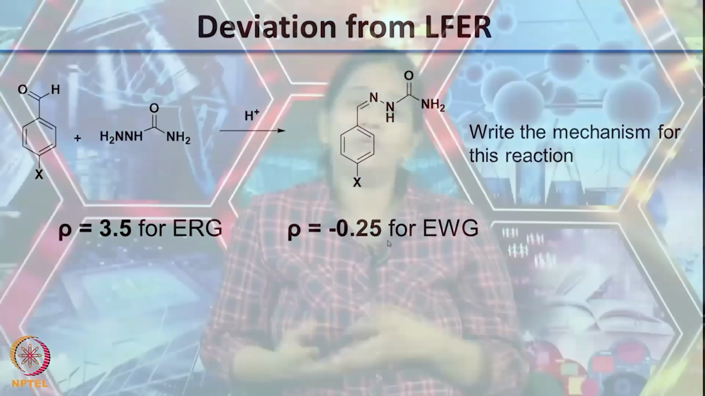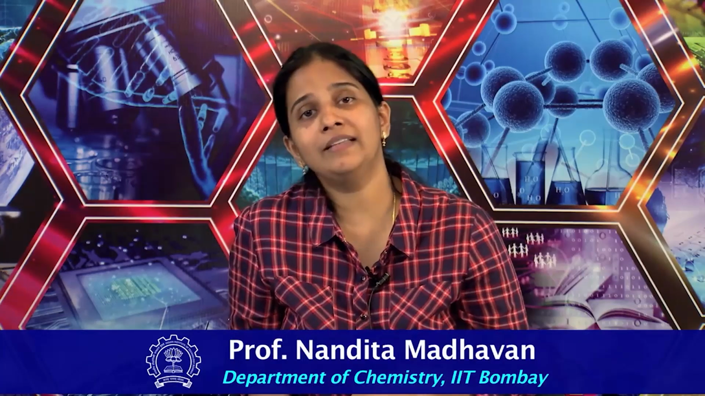So why is this? This is actually very interesting. To understand this, the first thing that you would need to do is write the mechanism for this reaction. So we will take this as homework for you, where you first write the mechanism for this reaction and try to rationalize why it is that you have different rho values for electron releasing groups and electron withdrawing groups. So we will meet in the next class where we will discuss this reaction and also other examples where you see a deviation from linear free energy relationships. Thank you.